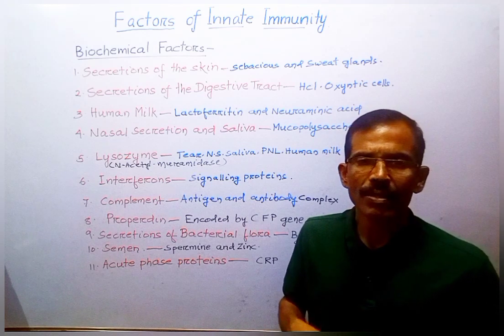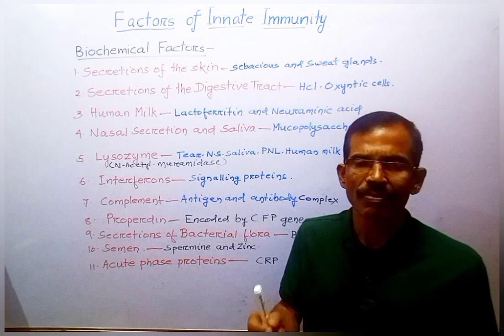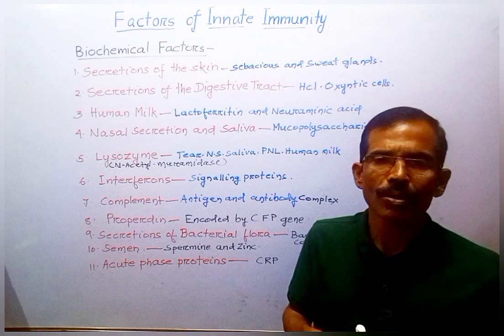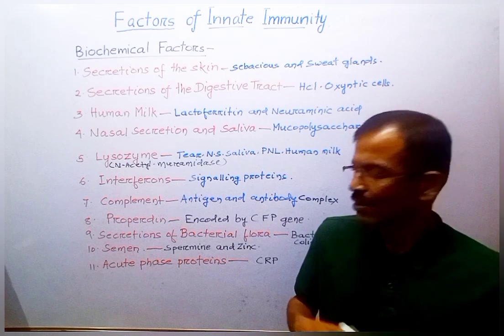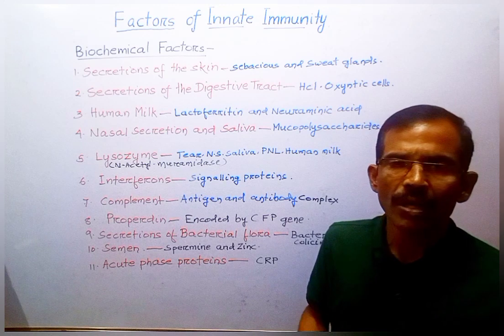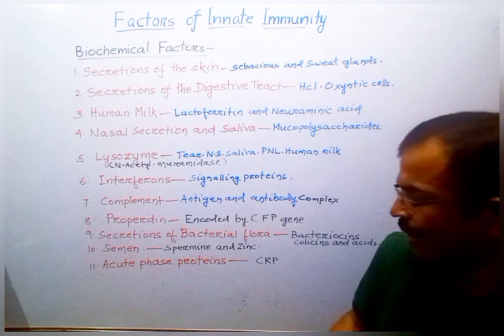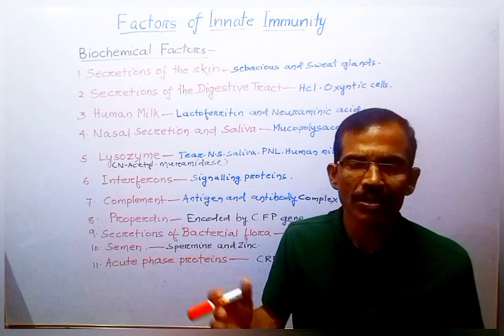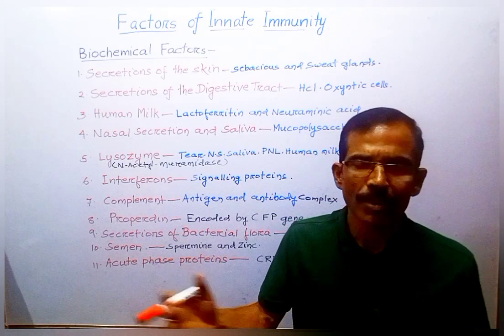In addition, lactobacilli of the vagina also produce antimicrobial acids, and finally, the mucous membrane also secretes antimicrobial substances which inhibit the proliferation of pathogens. Next factor is semen, which also contains various components such as spermine and zinc, and finally acute phase proteins, which are a class of plasma proteins whose concentration either increases or decreases in response to inflammation.